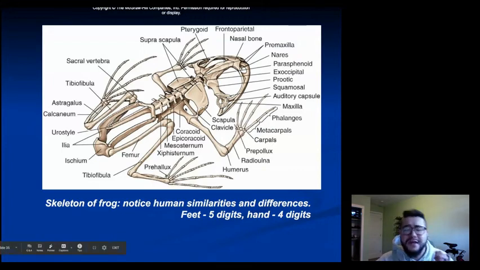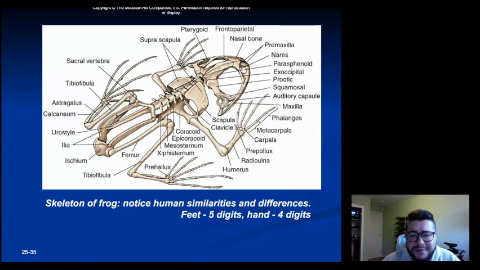Here is the frog skeleton, and I hope that you notice some of the basic similarities between your skeleton and the frog skeleton, whether it's the large scapula here, which is part of the shoulder girdle, the digits on the feet. There's 5 digits here compared to 4 in the hand. Here's the hip bones. You could also see here's a femur. Your body has a femur. Instead of having 2 bones for the tibia and fibula, they have one fused bone called the tibiofibula.